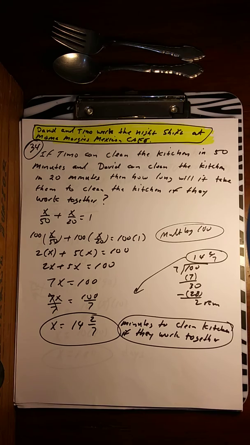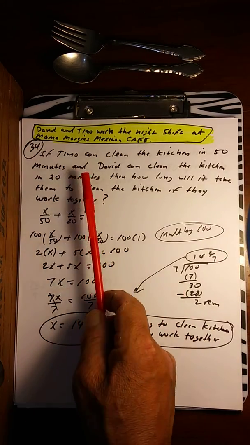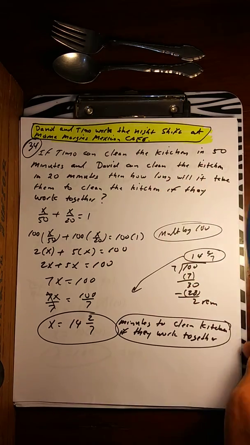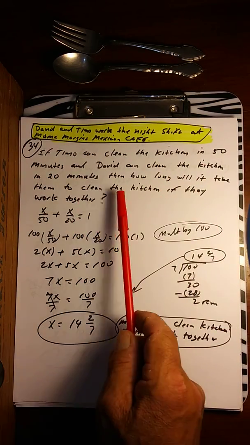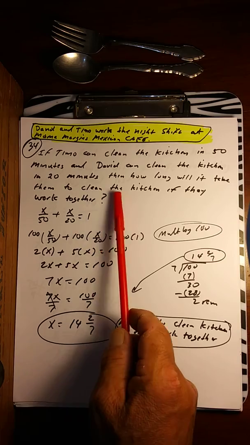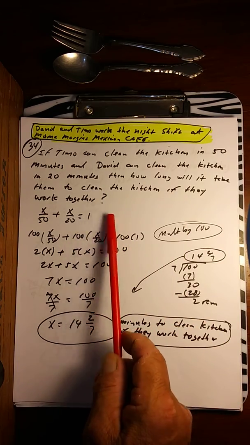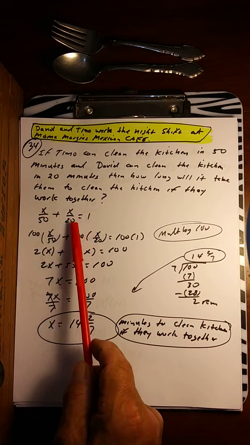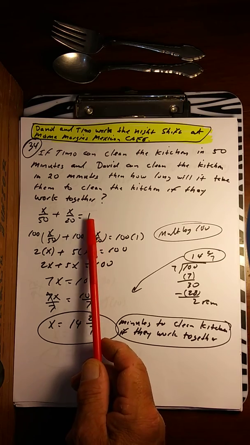David and Timo worked the night shift at Mama Margie's Mexican Cafe, of course. If Timo can clean the kitchen in 50 minutes and David can clean the kitchen in 20 minutes, then how long will it take them to clean the kitchen if they work together? So x over 50 plus x over 20 equals 1 clean kitchen.